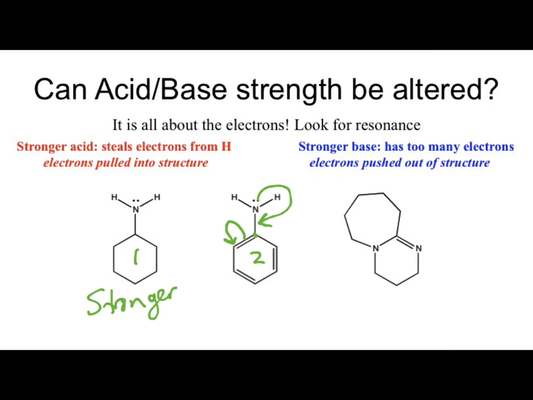What does a base need to be able to do? It needs to be able to accept a hydrogen. What's the charge on a hydrogen? Positive. So what's the charge on our base need to be? It needs to be negative. So a big red flag for a base would be a negative charge, because it needs to be able to react with that hydrogen. Okay?